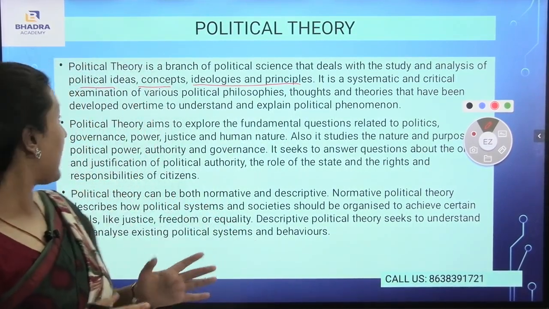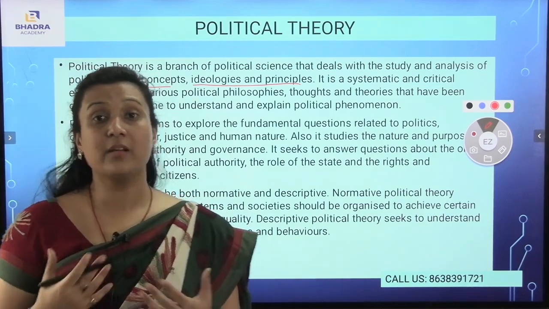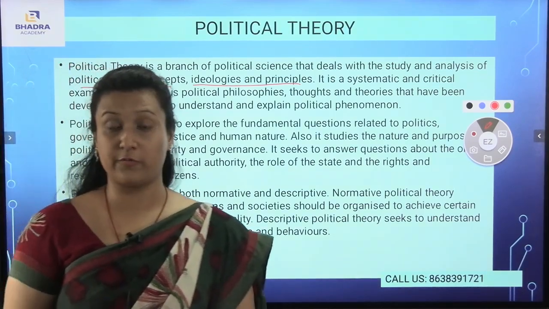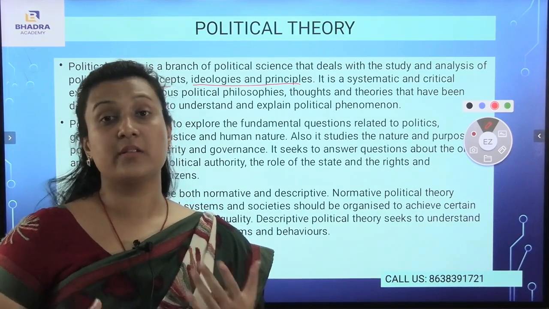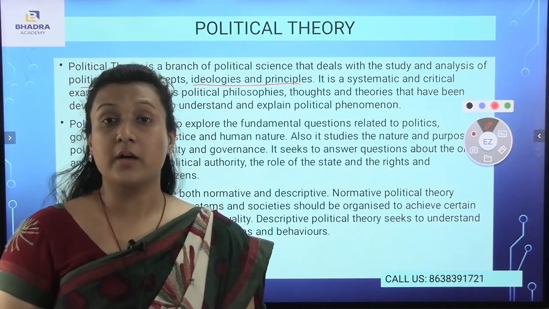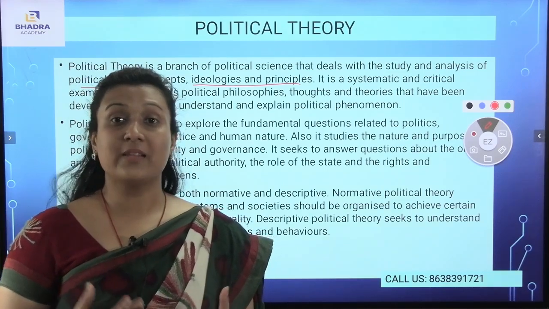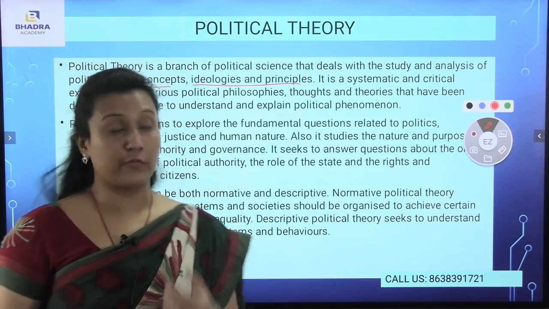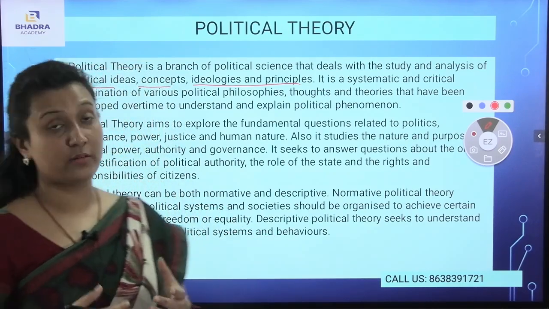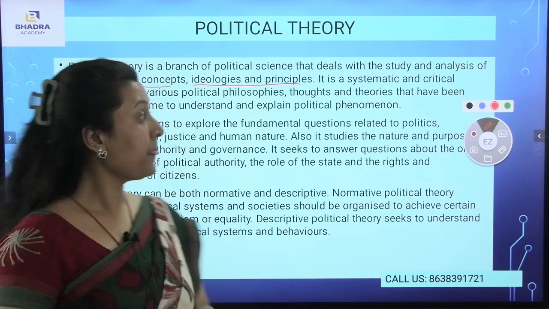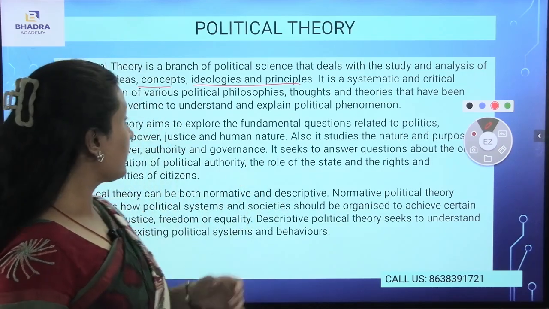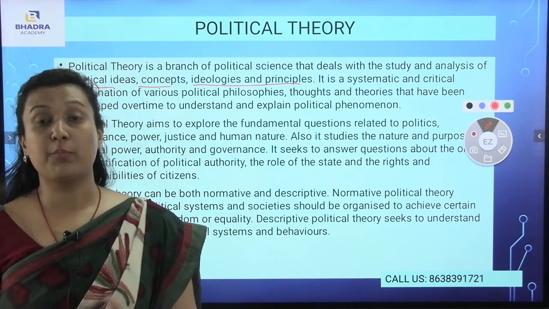Also, it is a systematic and critical examination of the political philosophers. If you want to understand political theory, you have to understand the philosophy of the political philosophers, their ideologies, and also their thoughts and theories that have been seen over time to understand the political phenomenon.